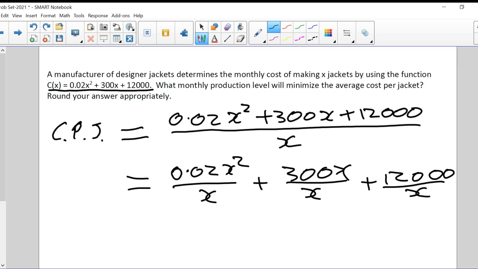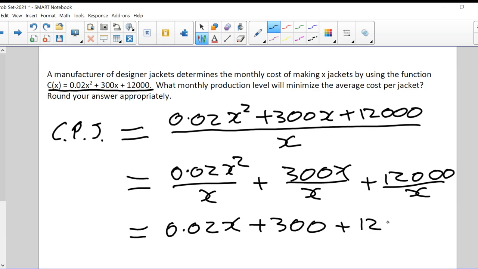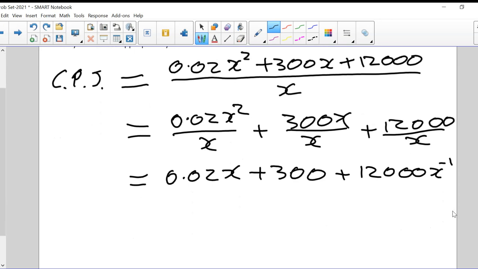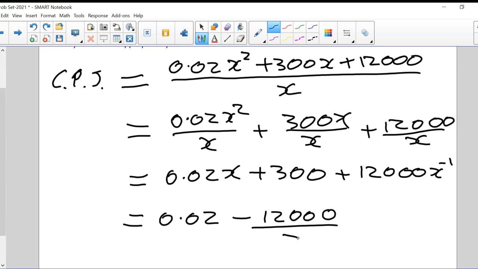Because if I have a common denominator of x, it means that x is dividing into each one of those things. Now, look at how easy this is. This is just going to be 0.02x, plus 300, plus 12,000 times x to the minus 1. That's all. It's the same function that we had before, except we're dividing each of the separate terms by x. So for derivative purposes, this is going to be 0.02, and minus 12,000 over x squared.